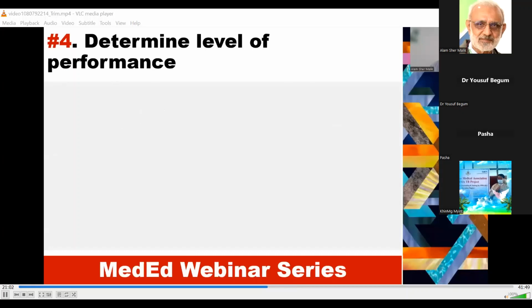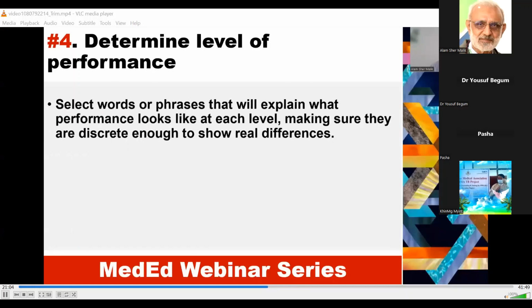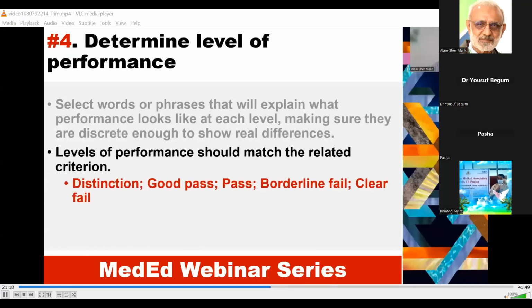Then determine the level of performance. Select words or phrases that will explain what performance looks like at each level, making sure they are discrete enough to show real differences. Levels of performance should match the related criteria, for example, distinction, good pass, pass, borderline fail, and clear fail.